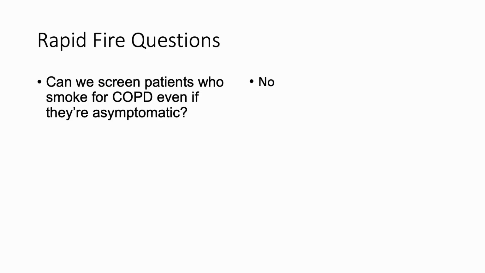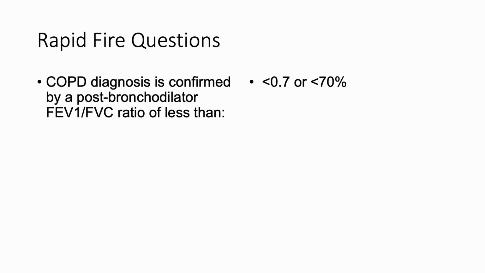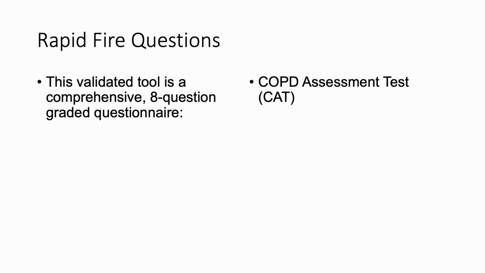Can we screen patients who smoke for COPD even if they're asymptomatic? The answer is no. What are the three components of a pulmonary function test? The three components include lung volumes, spirometry, and diffusing capacity. COPD diagnosis is confirmed by a post-bronchodilator FEV1 over FVC ratio of less than 0.7 or 70%.